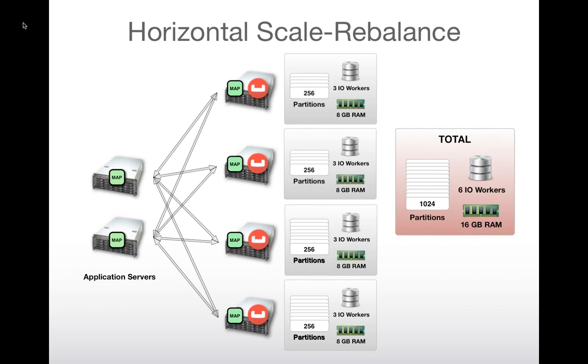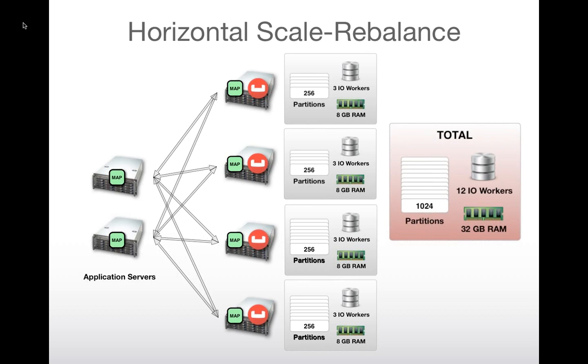Of course, this happens very quickly. After the rebalance is complete, this is a bit exaggerated in terms of how slow it is, the cluster maps are almost instant. And now I have 32 gigs of RAM and 12 I/O workers. So as you can see, in order to scale Couchbase, you're scaling horizontally. You're adding multiples of your capacity, redistributing your partitions, and creating a faster cluster with more I/O, more RAM, and more distribution, and your application servers are still connecting directly to these nodes.